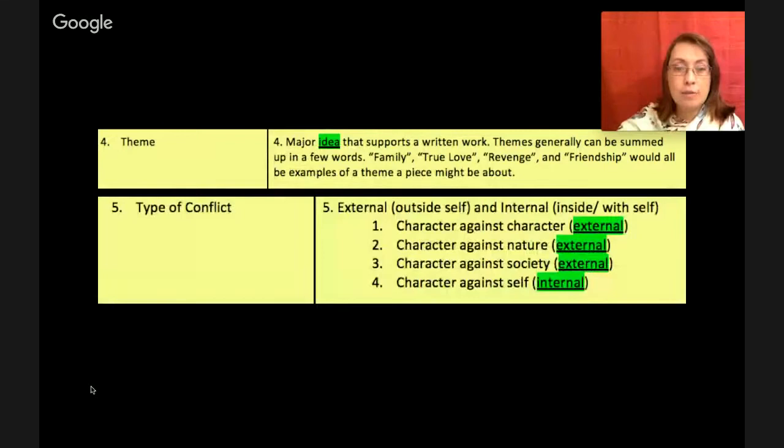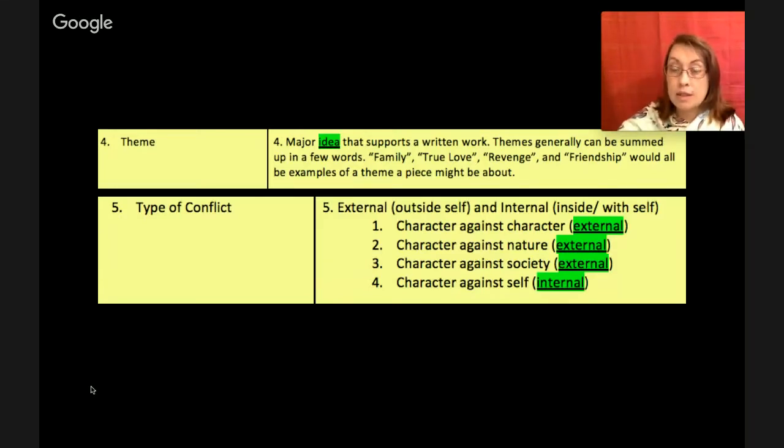All right, here comes number 5, and that is type of conflict. There are 2 main categories of conflicts. There's external, which is outside of self, and there is internal, inside of self. We have four basic types of conflict.